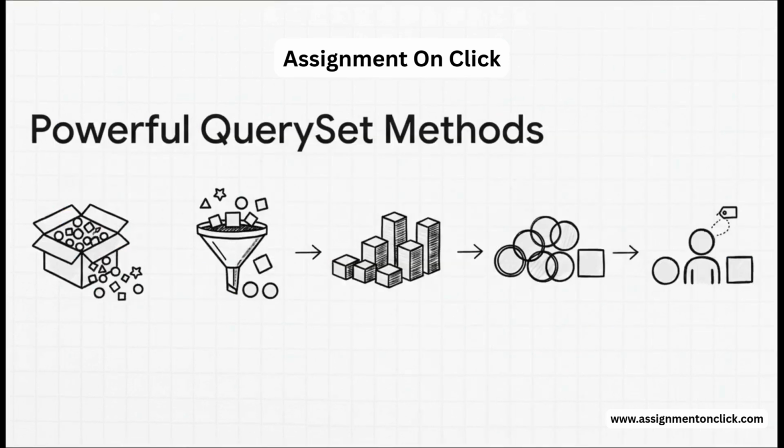And the QuerySet toolkit is packed with powerful methods. All gets you everything. Filter is your go-to for finding things that match certain criteria. You can order_by any field you want, pull out just the distinct values, or even annotate your data, like ask the database to calculate the number of books for each author on the fly. All of this power right from Python.